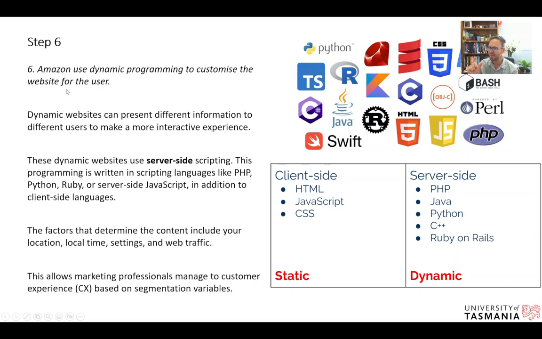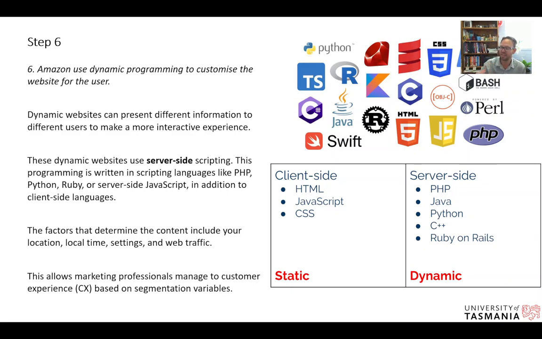Amazon, we talked about static, remember? But Amazon uses dynamic programming websites to customize the website for each user. Dynamic websites can present different information to different users to make it a more interactive experience. These dynamic websites use server-side scripting, and this programming is written in scripting languages like PHP, Python, Ruby, server-side JavaScript. So it's the same as client-side JavaScript, but on the server side. Your web browser is still sending server requests, but effectively what's happening is that Amazon servers, which are computers, remember, are basically making a website as it's being requested to customize the experience for that particular person.